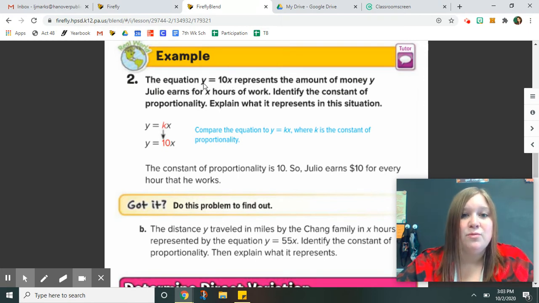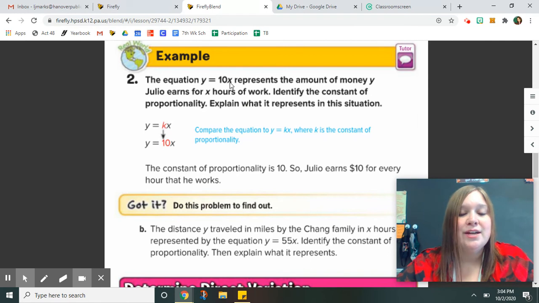Sometimes they'll tell you y equals 10x. You know that that is a direct variation because it's going to go up by 10 every time. So no matter what you plug in for x, it's going to be multiplied by 10 and it will be consistent.